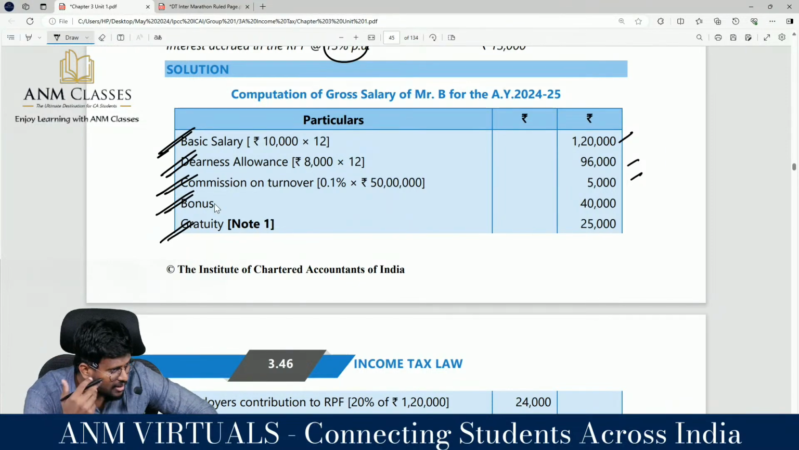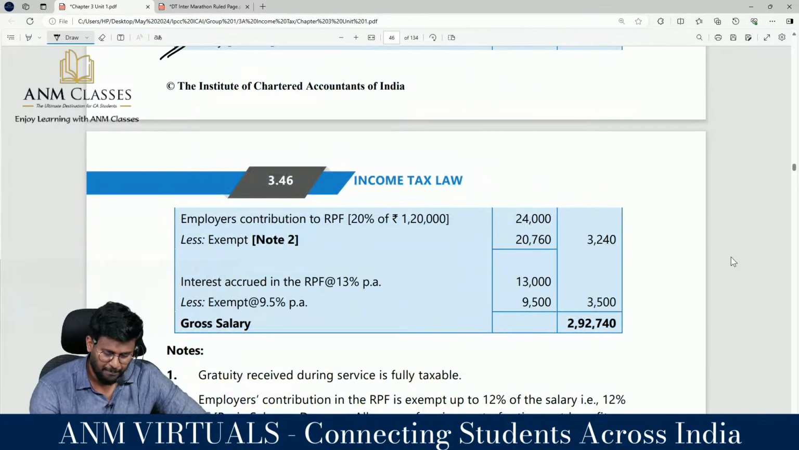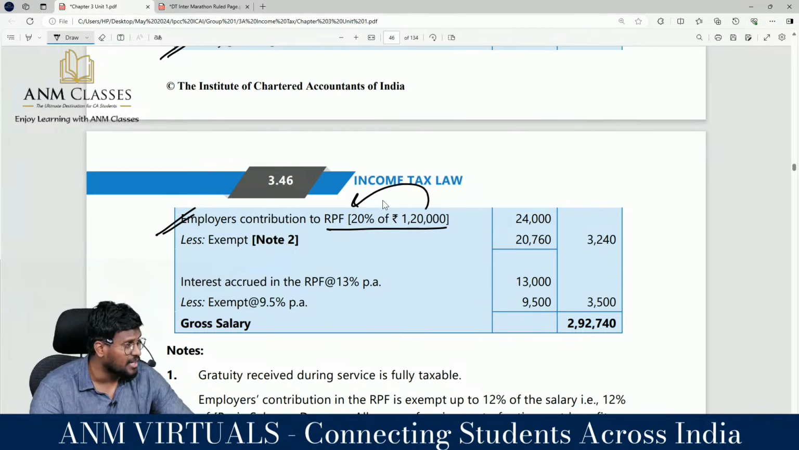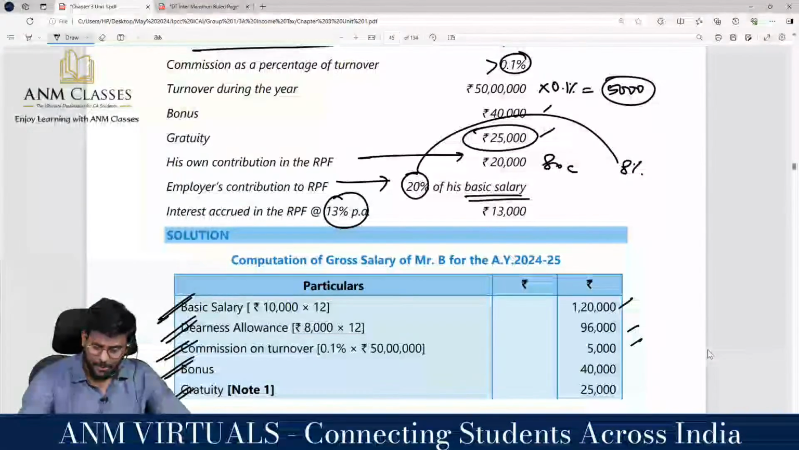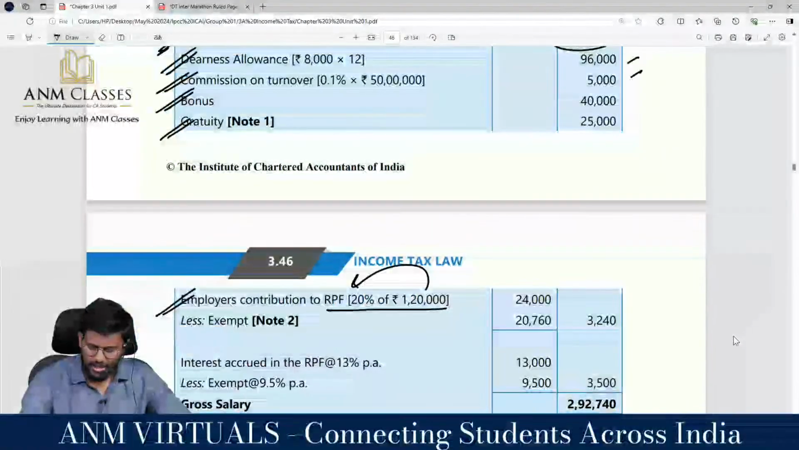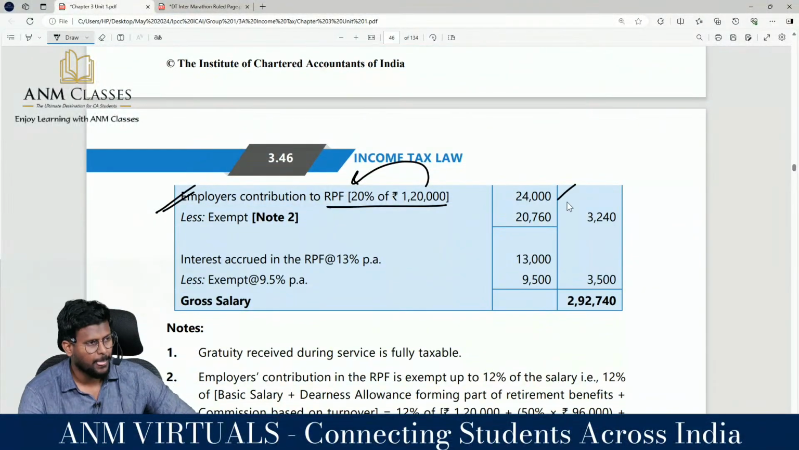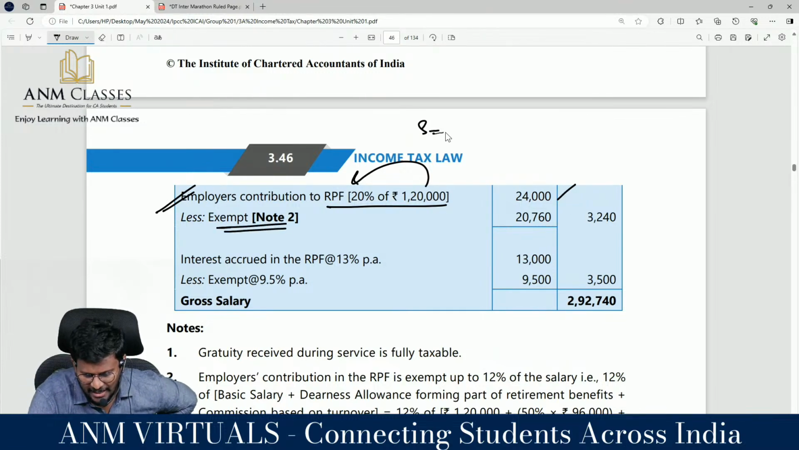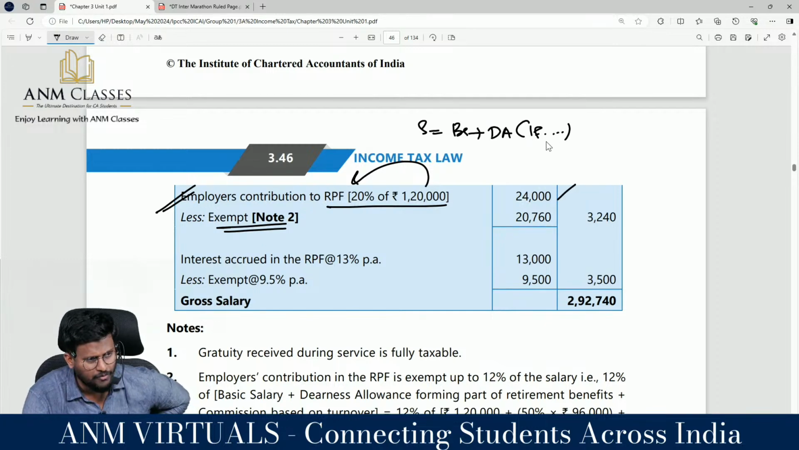Gratuity received during the service, so exemption claim பண்ணல. Employer's contribution to RPF. Yes, sir. எவ்வளவு rupees contribute பண்ணிருக்காங்க? 20% of what salary? What is the basic salary? 1,20,000 or 20%? 24,000. But allowed is 12% of salary. Yes, sir. Salary is equal to basic salary plus DA if provided in terms of employment.